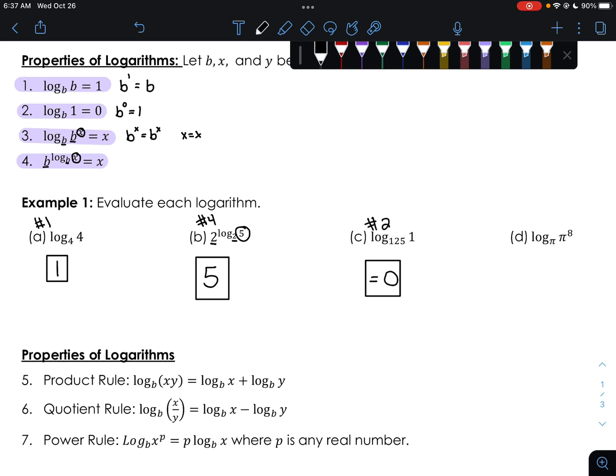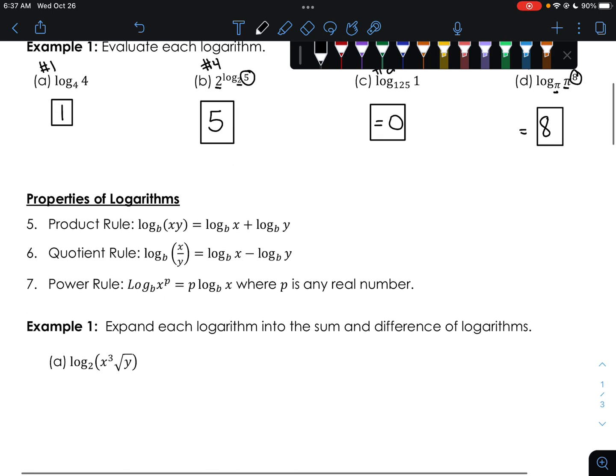And then lastly, log base pi of pi to the 8th. My base of the log is the same as the base of my exponential, so that 8 is my answer. And that is property number 3. So again, all 4 of these could have been checked with the calculator.